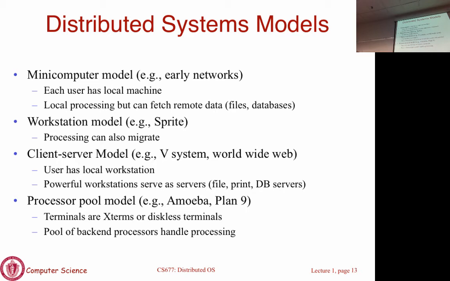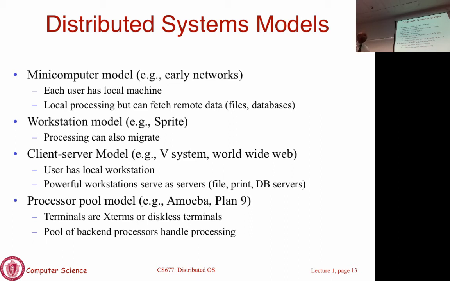Okay? Each user had a local machine. Most of the processing was local because remote communication was cumbersome, it was slow. Dial-ups, telephone lines are not the fastest networks you can have. So you could fetch remote data or send remote data, but still very rudimentary, lot of processing still local.